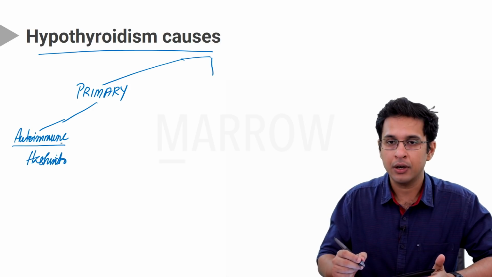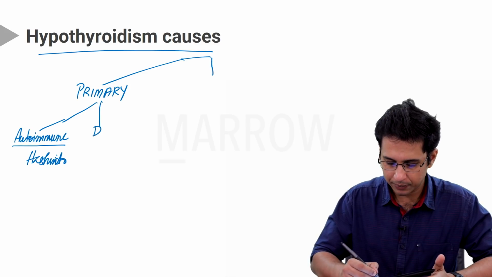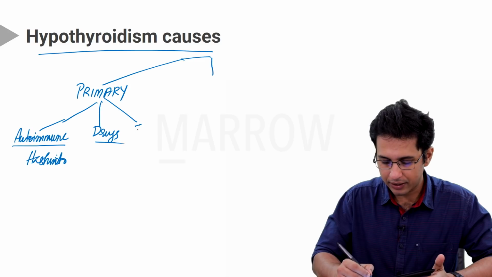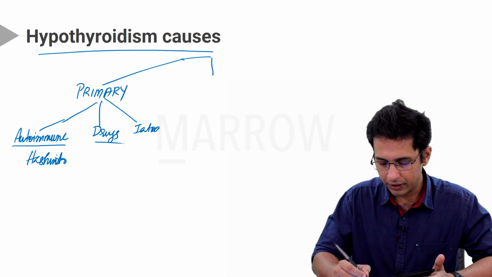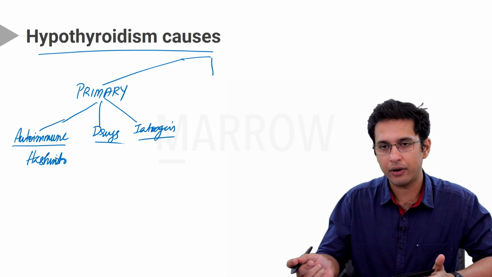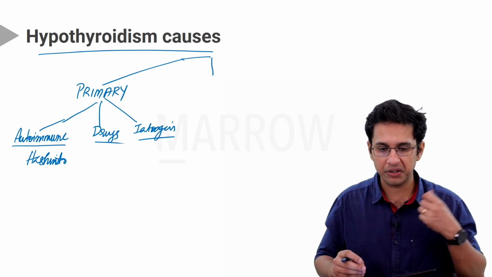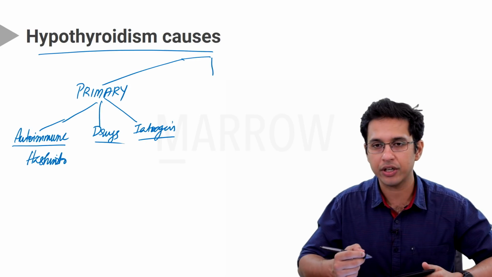Hashimoto, autoimmune. What is the second cause in primary? Drugs. We'll see which are the drugs. Next one is iatrogenic. Very common actually, right? You take out the thyroid, our surgeons are taking out the thyroid. Thyroid is taken out, you give radioactive iodine, any of this, iatrogenic.